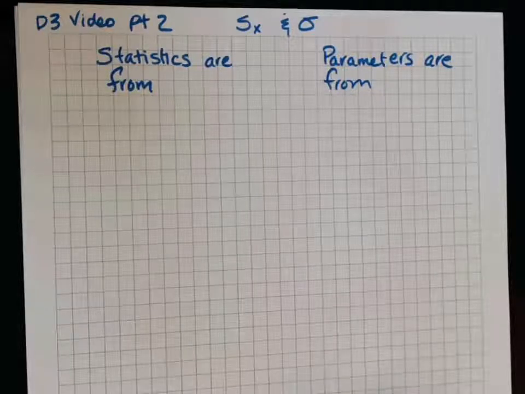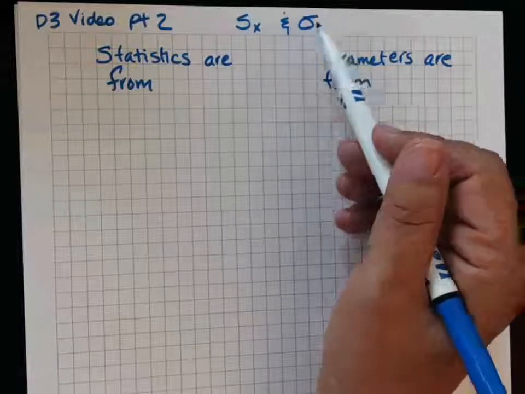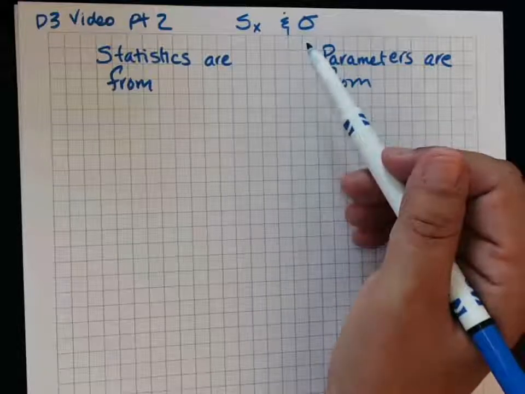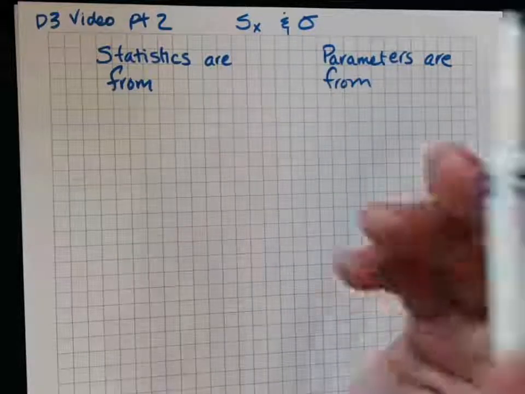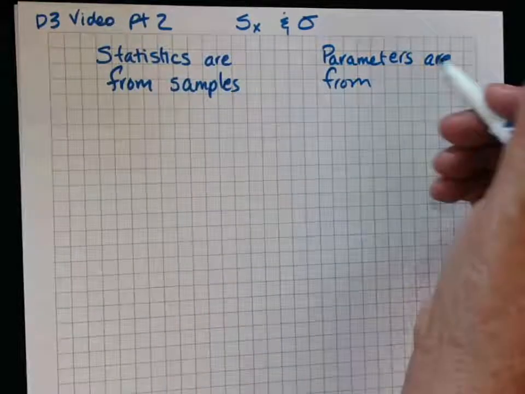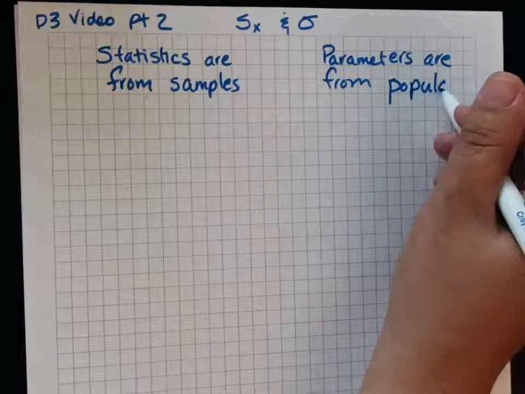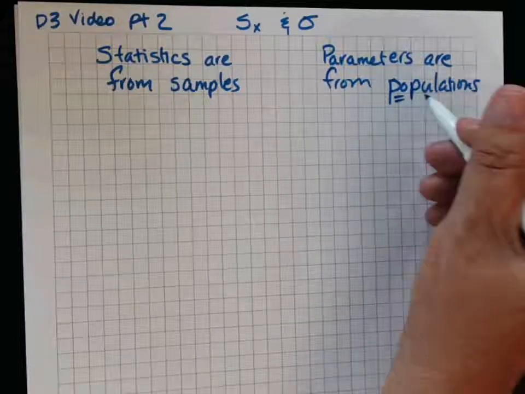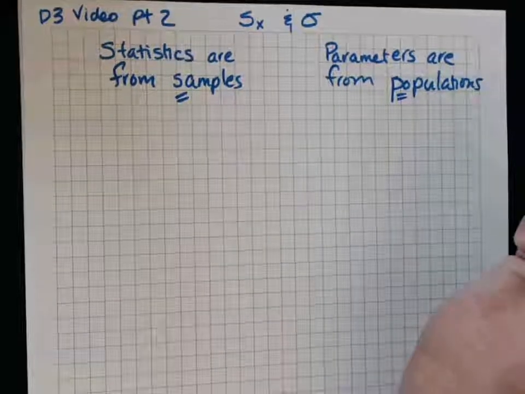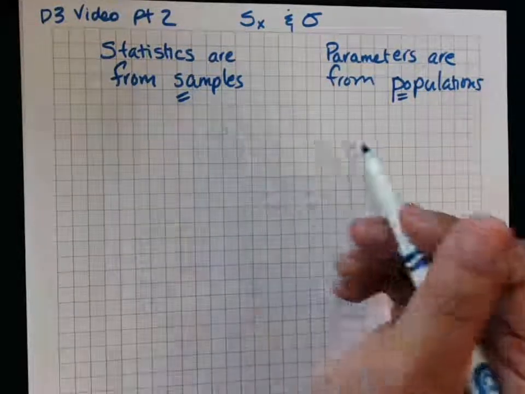In the last video, we were talking about standard deviation, S of x, and that's still standard deviation. So we've got one that is the statistic and the other that is a parameter. Statistics are from samples, and parameters are from populations. Remember, we take a sample from a population, all right? The nice part is they both start with the same letter. Statistics starts with S, parameters starts with P as in populations.